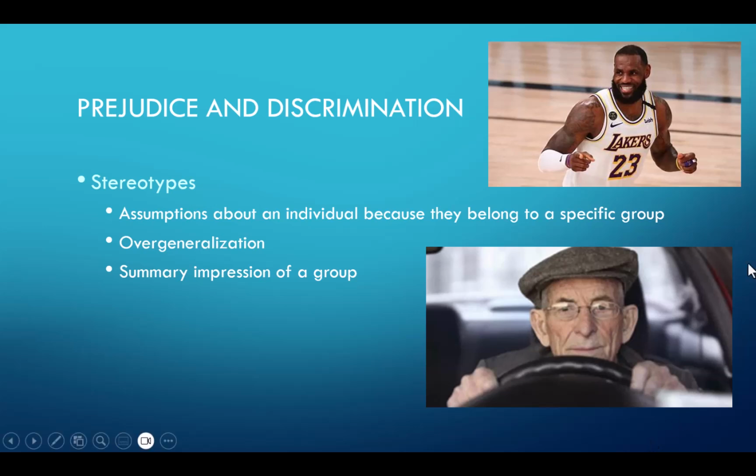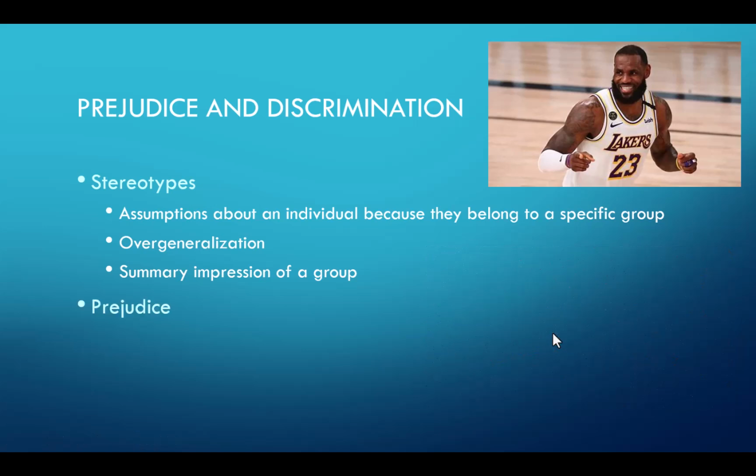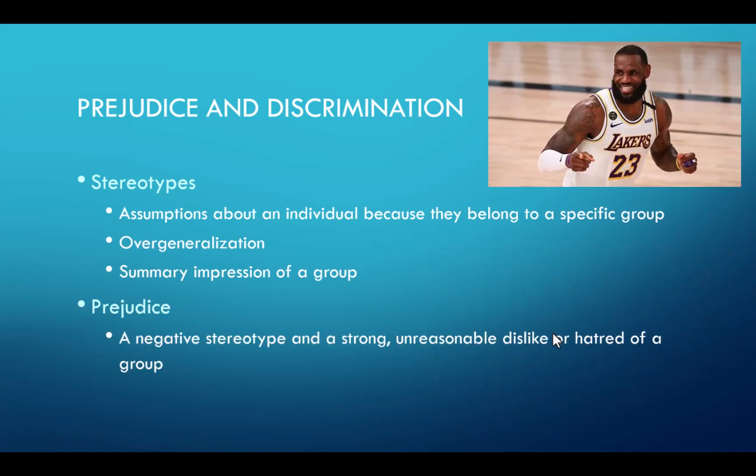Here are a few common ones. Black people are always good at basketball or very athletic. Old people are bad drivers. Now, a prejudice is a negative stereotype that leads to a strong, unreasonable dislike or hatred of a specific group.